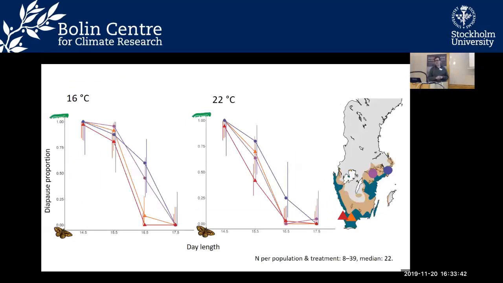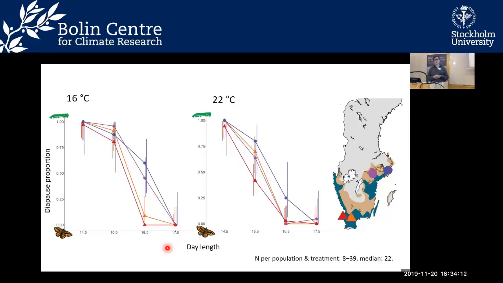So to our results. Here we have the two temperatures separately in the graphs, and on the y-axis we have the proportion of individuals that entered diapause. On the x-axis we have the four day length treatments, short days here, long days here, and differently colored lines show the response of the four populations, which are color-coded on the map. And then we have the confidence intervals.